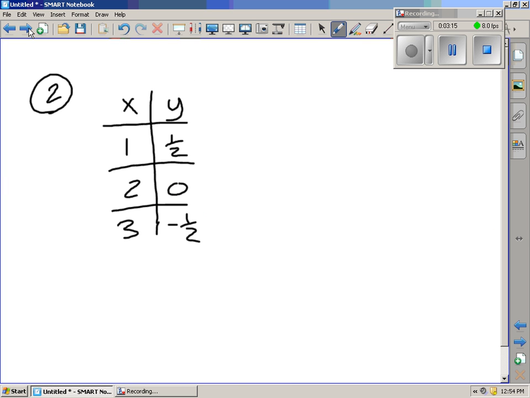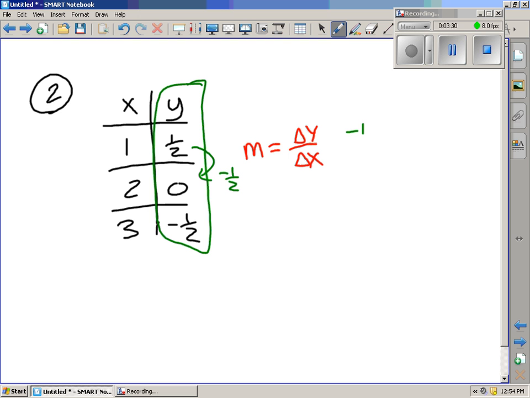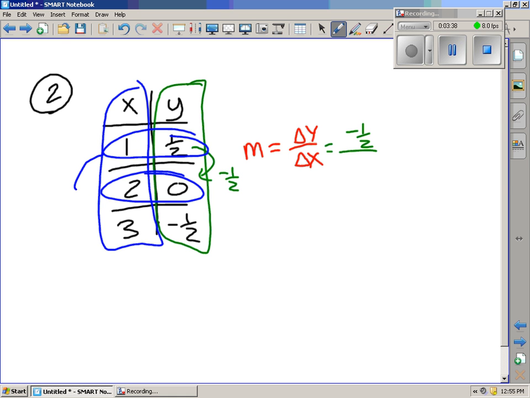All right, number 2. We do the same thing. m is equal to the change in y over the change in x. So the change in y is -1/2. We subtract 1/2. And the change in x between these 2 points is +1. You increase by 1 in the x value. -1/2 divided by 1 is -1/2. So the slope is -1/2.